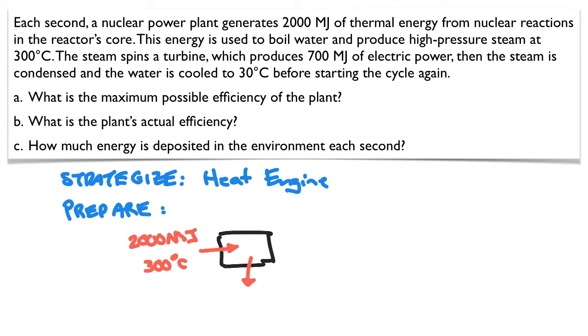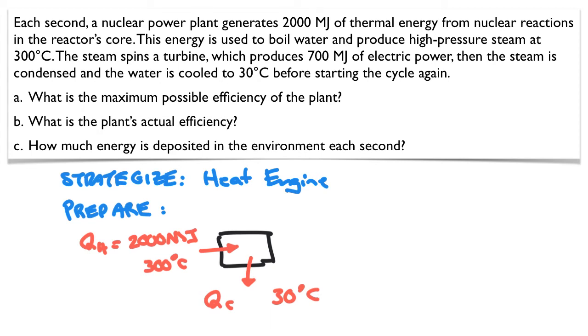And this number that comes in, I'm going to call QH. That's the amount of energy that comes in from the hot reservoir. The amount that gets dumped in the cold reservoir, I'm going to call QC. And it's dumped at a temperature of 30 degrees Celsius. That's the temperature of the cold reservoir.